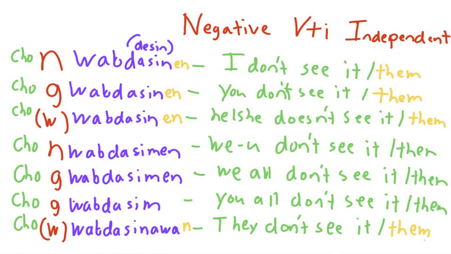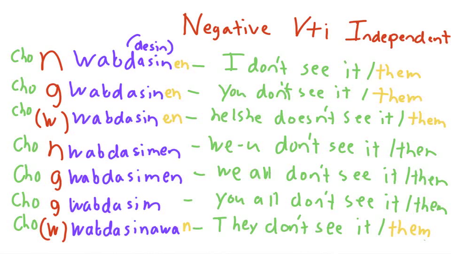So, cho nawab dasin, I don't see it. Cho nawab dasinin, I don't see them. Cho gawab dasin, you don't see it. Cho gawab dasinin, you don't see them. Cho wabdasin, he or she doesn't see it. Or cho wabdasinin, he or she doesn't see them.